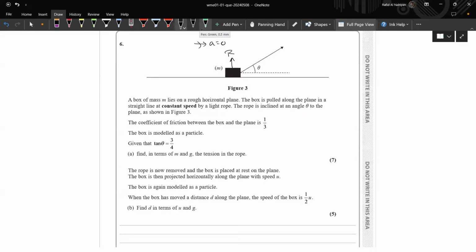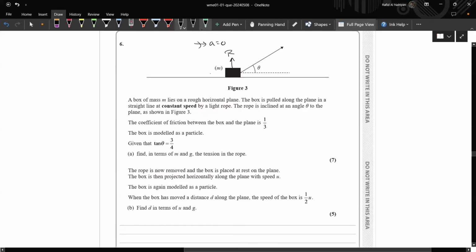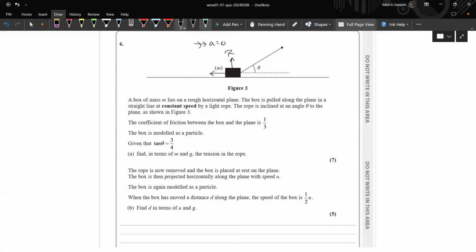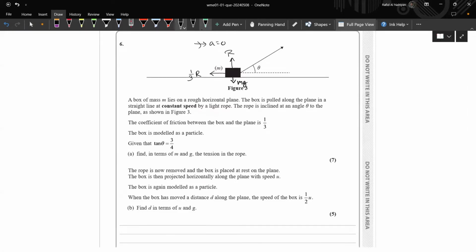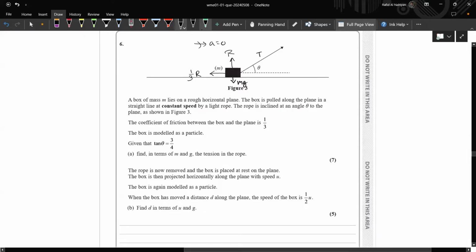So I know that if it moves in this direction, the friction force is, of course, going to be opposing. The max friction is mu R, where mu is 1/3, the coefficient of friction, times R. And the weight is of course mg. Then they asked for the tension in the rope. So I have to find out the value of T. And I've been given that tan theta is 3/4.